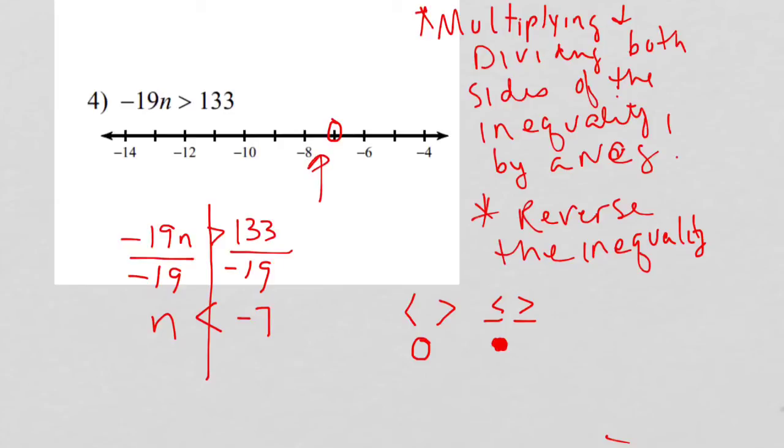Now, this means all the values on the real number line that are less than negative 7. Notice it's pointing to the left. So less than negative 7 would be anything that's more negative. So anything to the left here gets shaded. And that's all there is to it. Let's do another one.